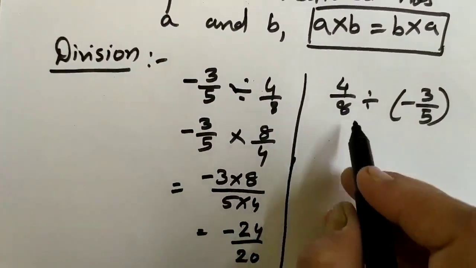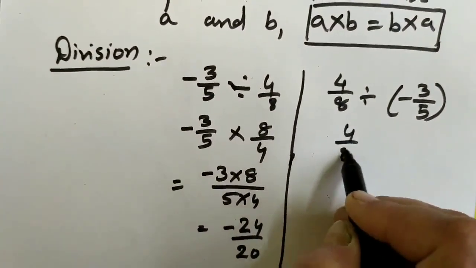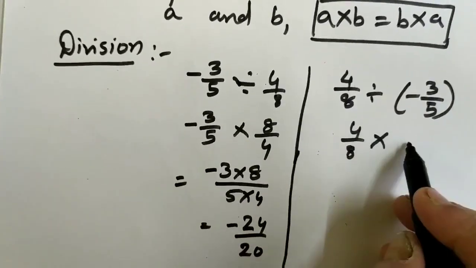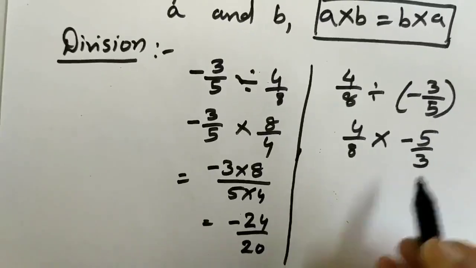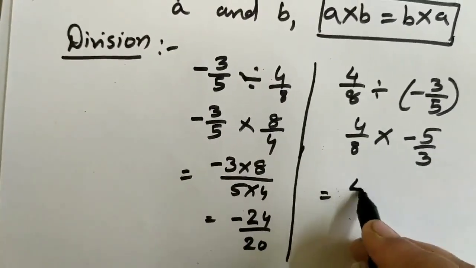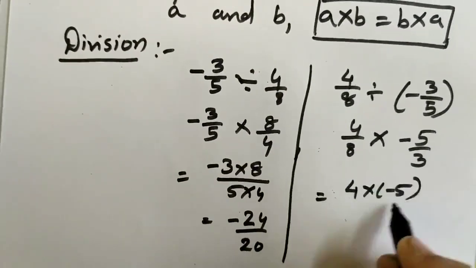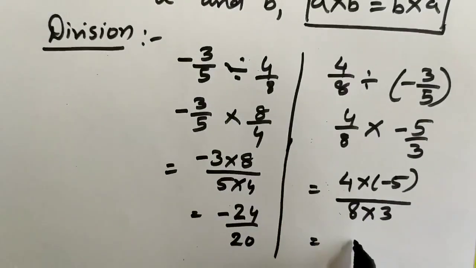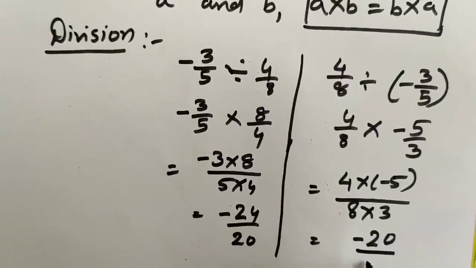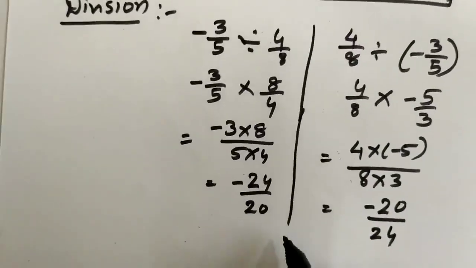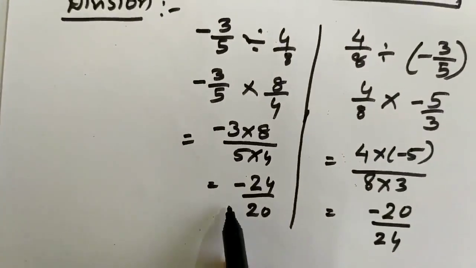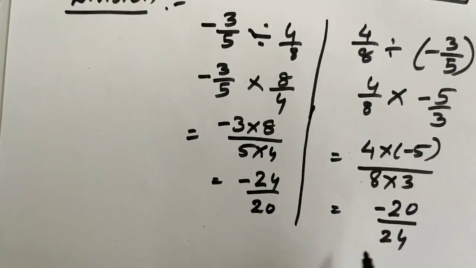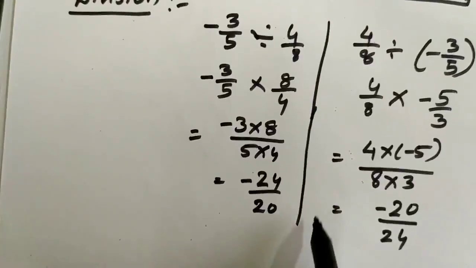This side we will do the same. 4 upon 8 divide will convert into multiply and this will be inverted, minus 5 upon 3. So numerator multiplied by numerator, 4 into minus 5 upon 8 into 3, is equal to 4 5s are 20, minus 20 upon 24. From this we can see here the answer is coming minus 24 upon 20, here it is minus 20 upon 24. So expressions on both the sides are not equal.